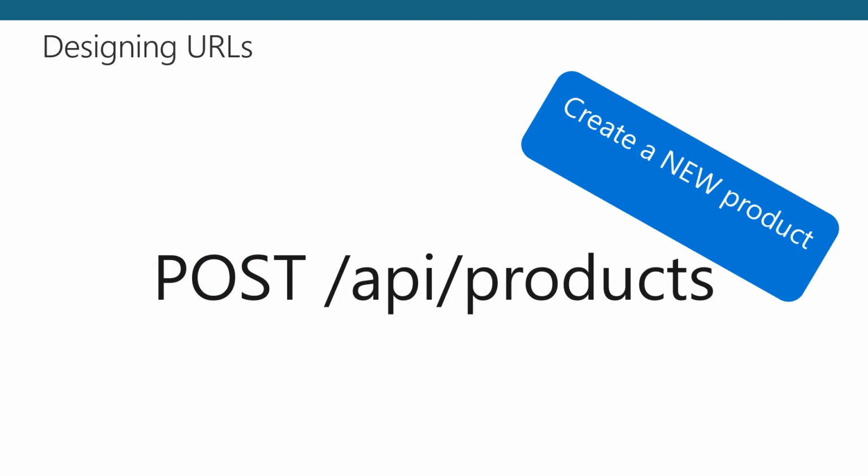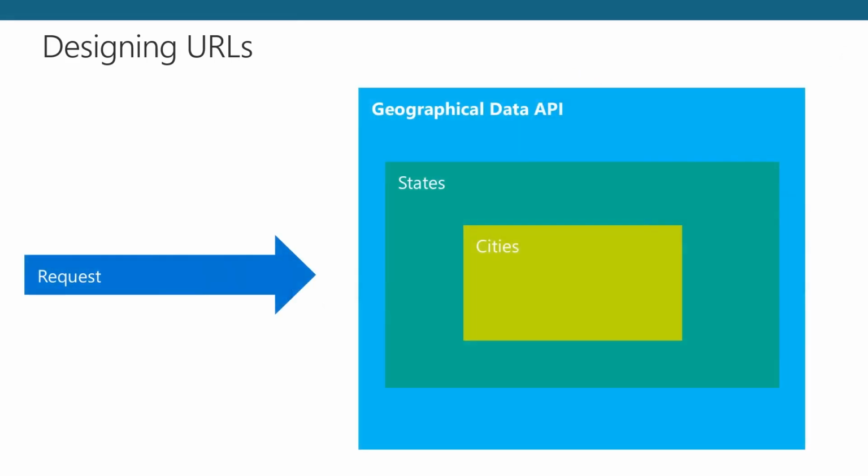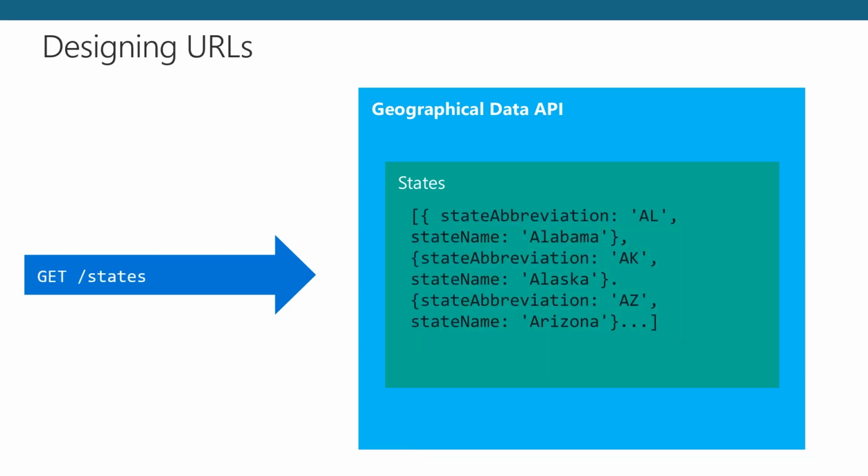But the URL structure can get a little bit more complicated as you start to pile on layers. Imagine a scenario where you're building an API to serve up simple geographical data about the United States. You need to be able to serve data about states and cities. What does a request to get a list of states look like? Well, it's pretty straightforward. As a human, you understand exactly what's going to happen when you make a call to get states. Well, let's talk about nested routes a bit.